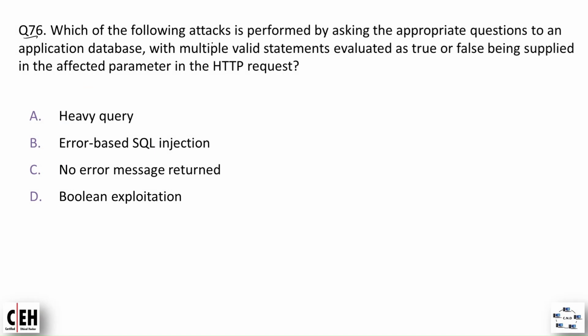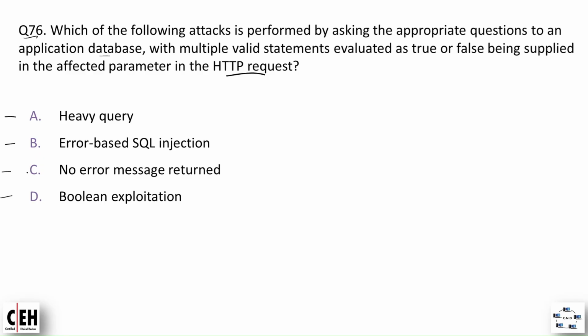Question number 76. Which of the following attacks is performed by asking the appropriate question to an application database with multiple valid statements evaluated as true or false being supplied in affected parameters in the HTTP request? Option A, heavy query. Option B, error-based SQL injection. Option C, no error message returned. And option D, Boolean exploitation.